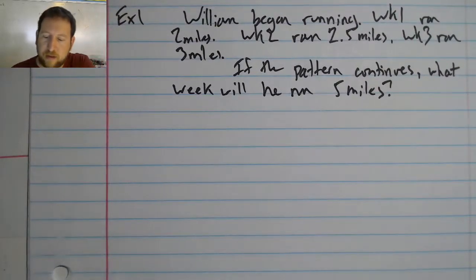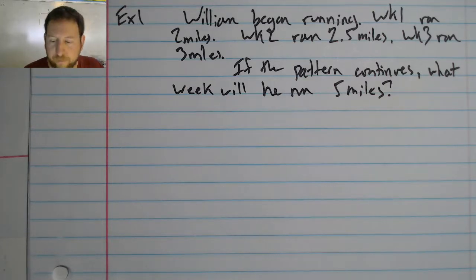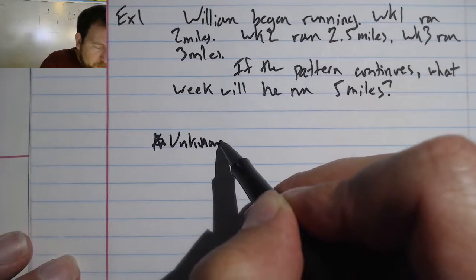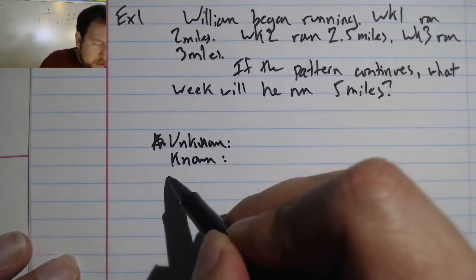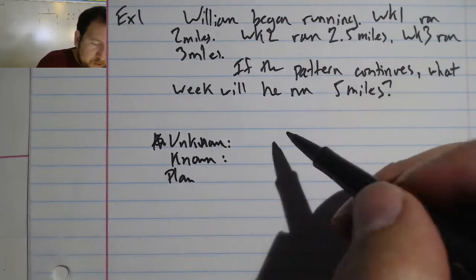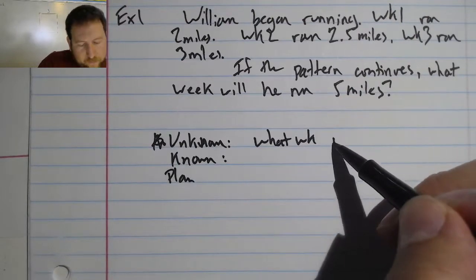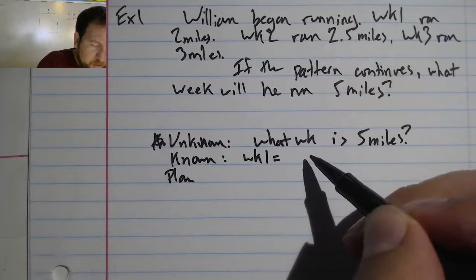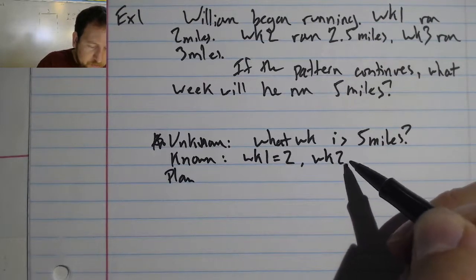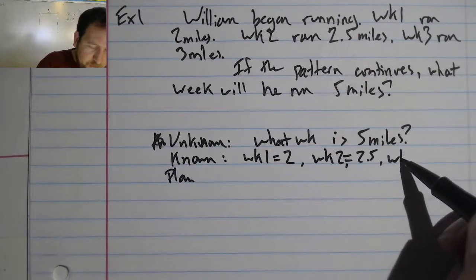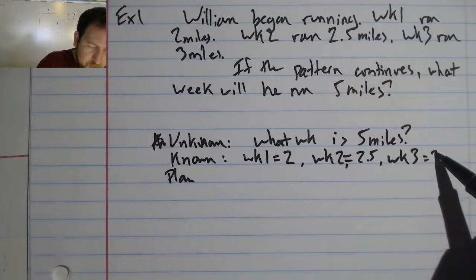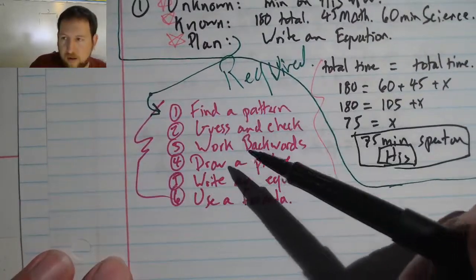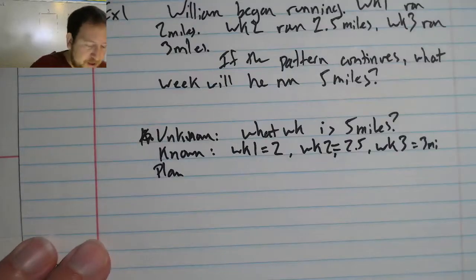Now we need to start writing out the problems and how we got to where we're going. So we need to write out our knowns. How do we do it? We started with unknowns, known, and plan. Okay, my unknown is what week is 5 miles. My known, in week 1, it was 2. In week 2, it was 2.5. And in week 3, it was 3 miles. Okay, and what is my plan? Well, if I go back and look at my possibilities that I could use to solve, it seems like number 1, finding a pattern, is going to be my best plan.